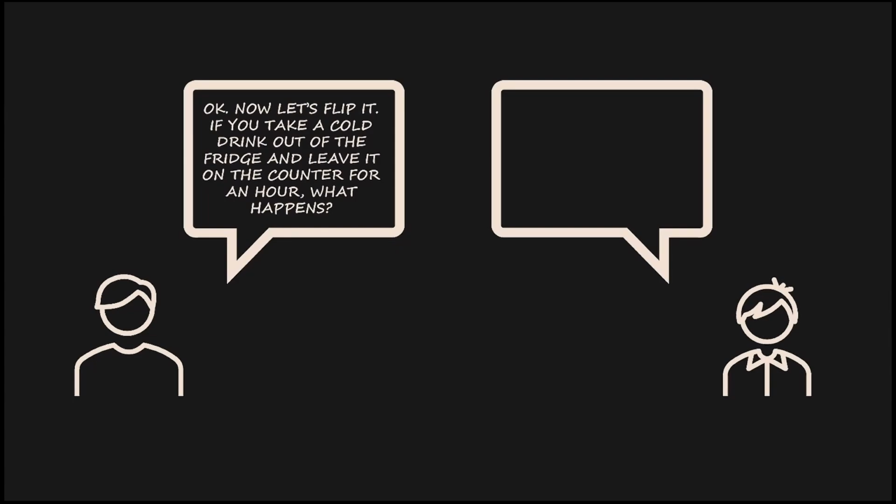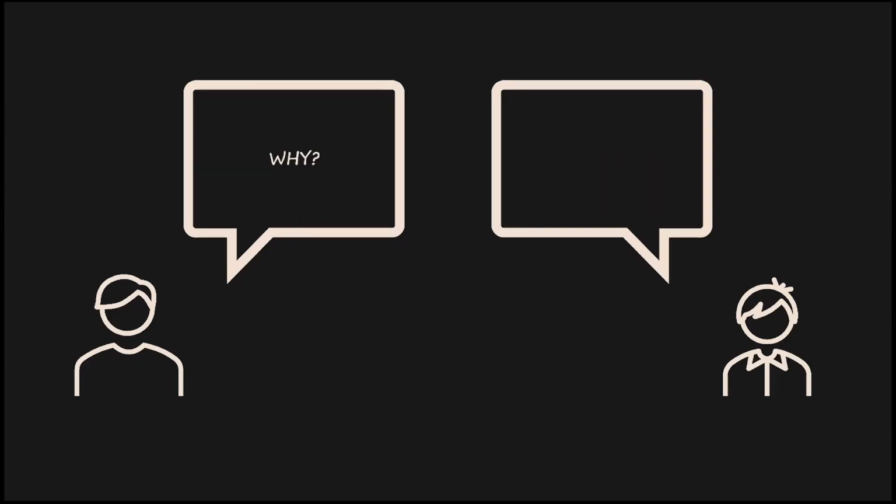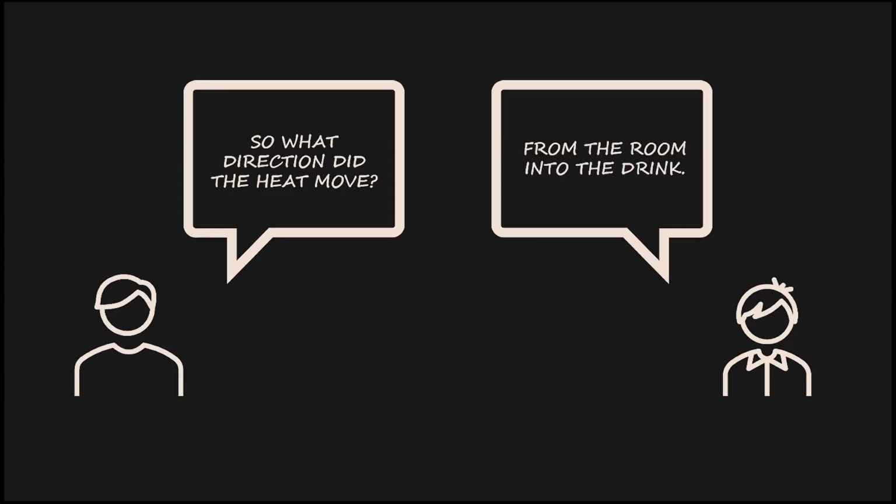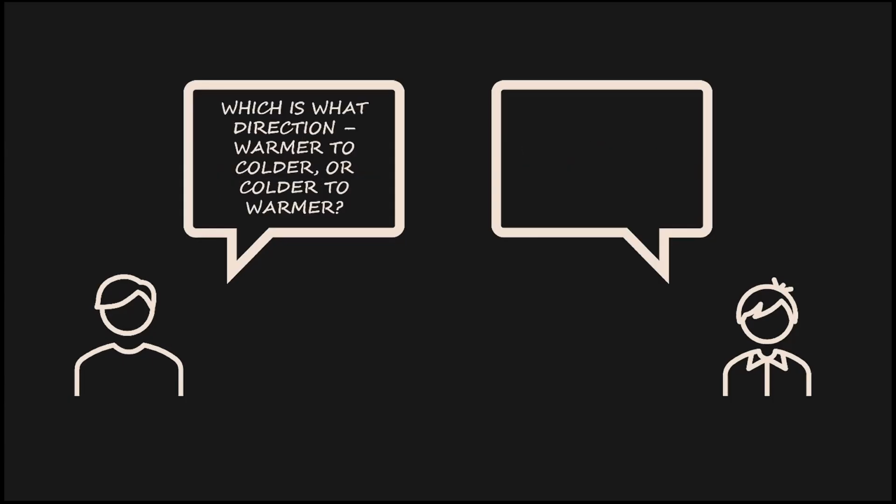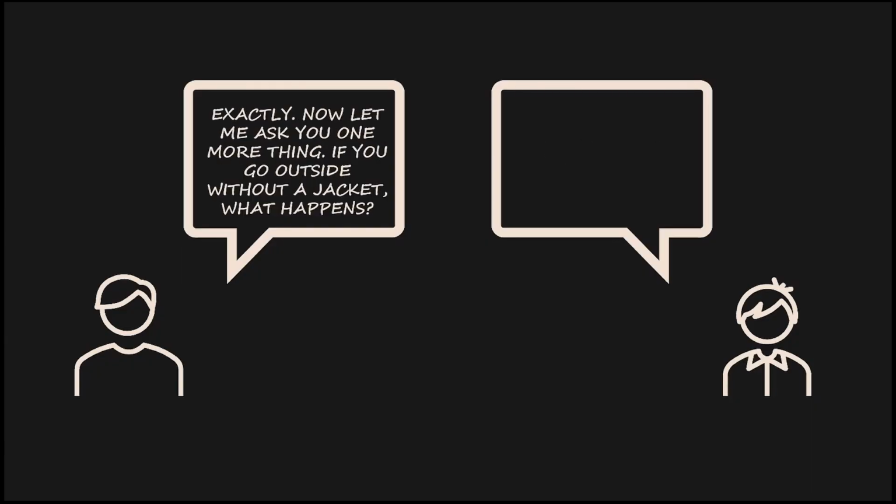Now let's flip it. If you take a cold drink out of the fridge and leave it on the counter for an hour, what happens? It warms up. Why? Because the heat went into it. Where did the heat come from? From the room. So what direction did the heat move? From the room into the drink. Which is what direction? Warmer to colder or colder to warmer? Warmer to colder. Exactly.